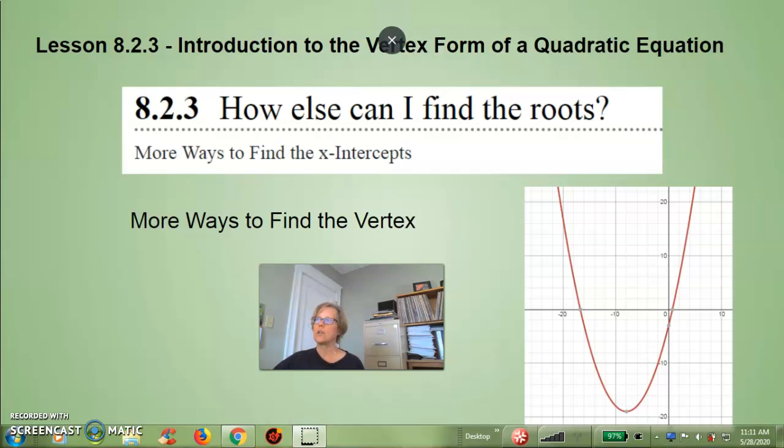All right, so the targets are really right here. First of all, I took that title right from the book, 823. How else can I find the roots? So more ways to find x-intercepts, and then more ways to find the vertex is something I'm adding in.